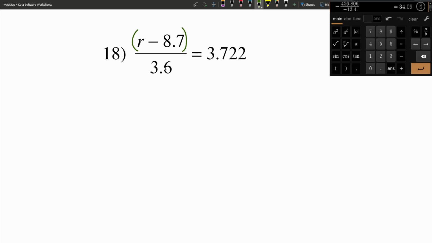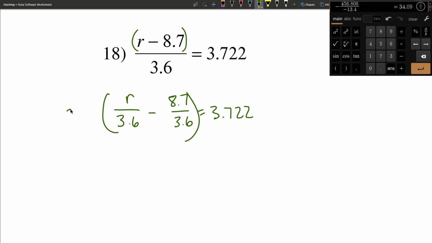Another way to visualize this is let's split this fraction up. We'll have r over 3.6 minus 8.7 over 3.6 equals 3.722. Because 3.6 is in the denominator of each, the r and the 8.7. So then if you were to visualize multiplying this by 3.6, we distribute that 3.6 into both terms and it cancels out with both terms in the denominator to leave us with just our original numerator.